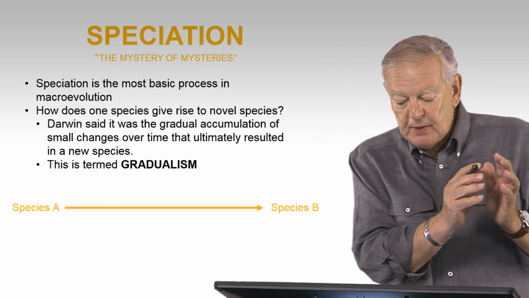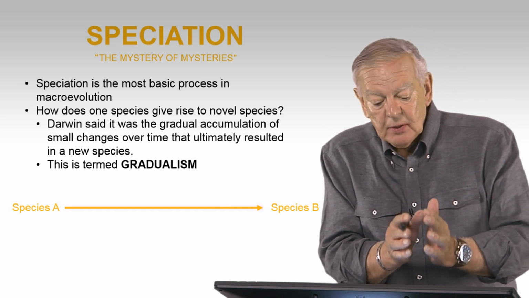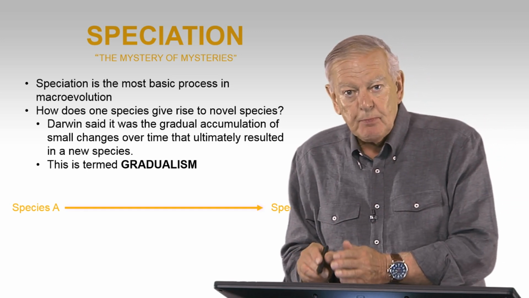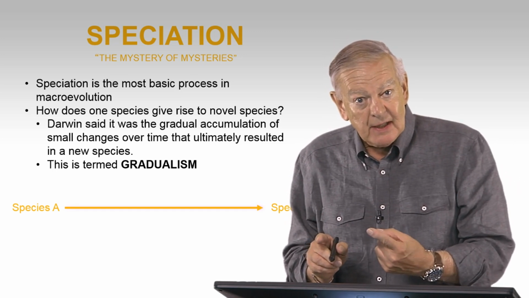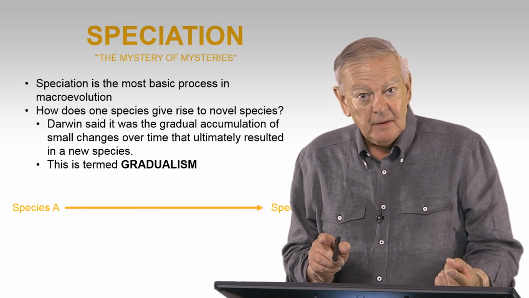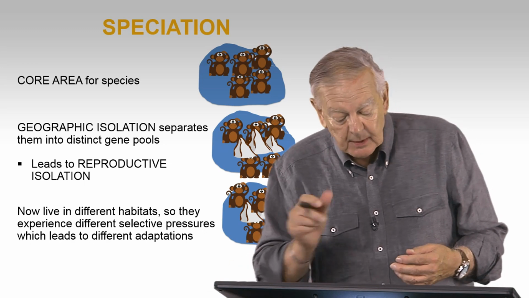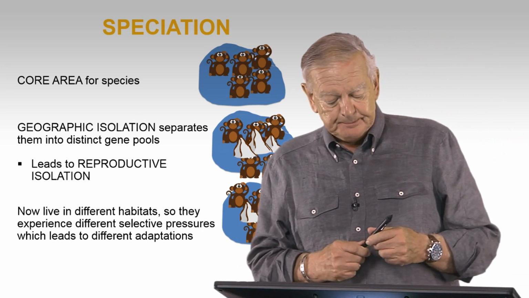You start with species A, and over time, after the accumulation of enough small changes, species B becomes reproductively isolated from species A, which means it is a new species, right? We talked about that last time. Okay, so let's look at an example.